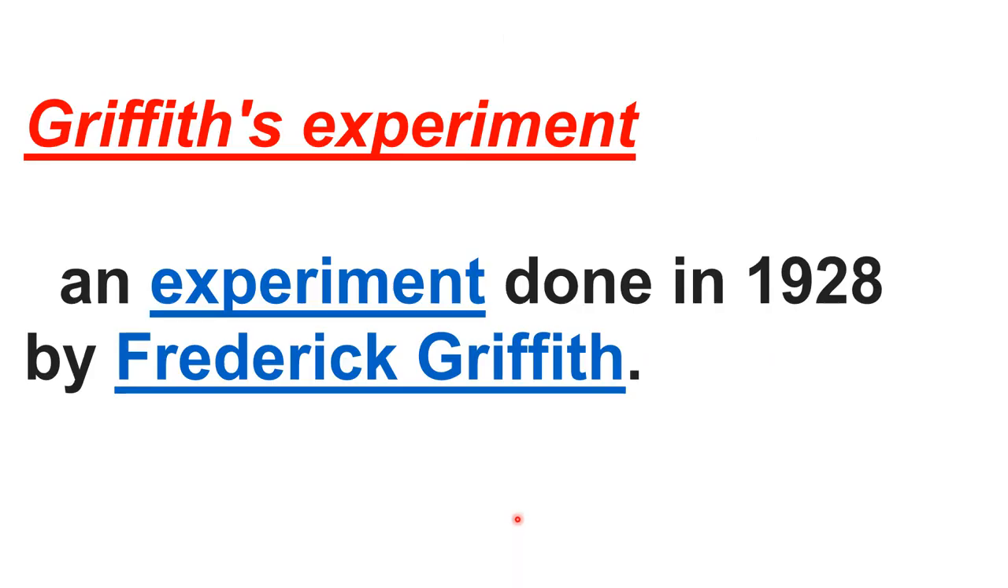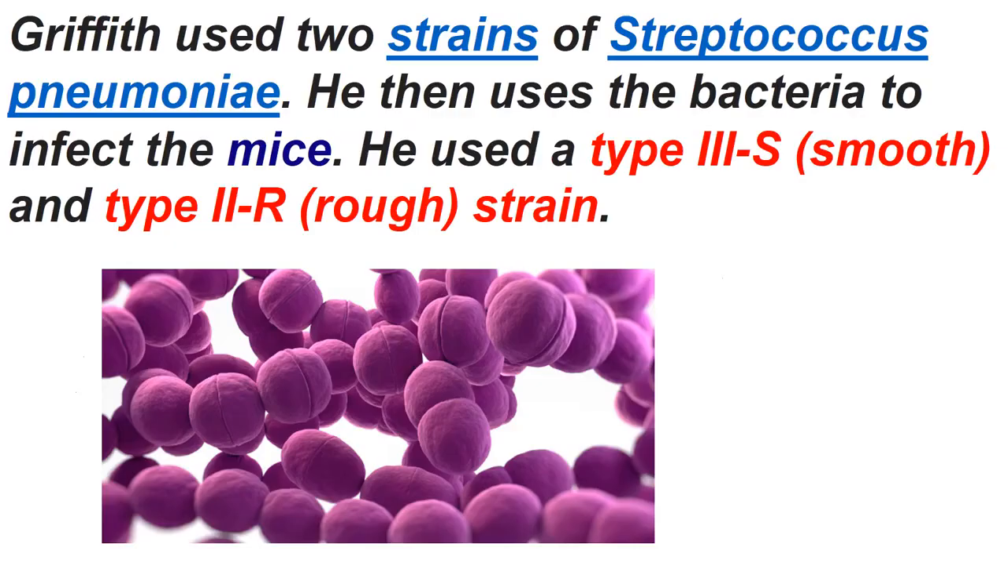Next topic is Griffith's experiment. So Griffith's experiment was done in 1928 by Frederick Griffith. Griffith used 2 strains of Streptococcus pneumoniae for his experiment. Streptococcus pneumoniae is a bacteria, and 2 strains of this bacteria are found: the smooth strain, that is called type 3S strain, and the second one is the rough strain, that is called type 2R strain.